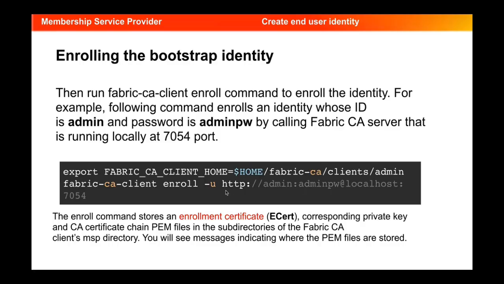You can see where you are calling http://admin:adminpw@localhost:7054, where adminpw is the password. Localhost 7054 is where your Fabric CA server is running. So the enroll command stores an enrollment certificate, which is the ECert, corresponding to the private key and the certification authority certificate chain PEM files in the subdirectory of the Fabric CA client's MSP directory.